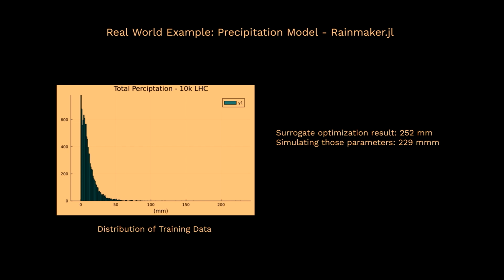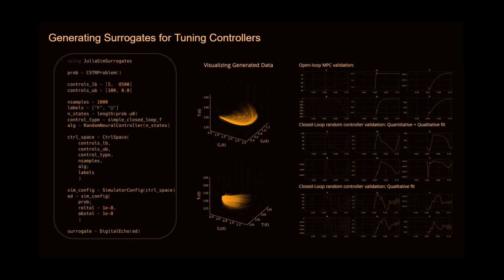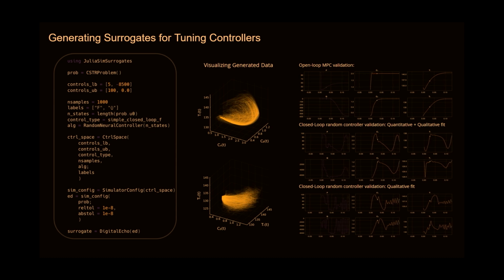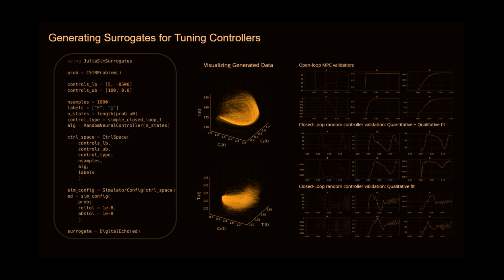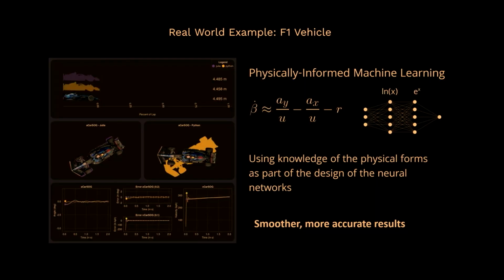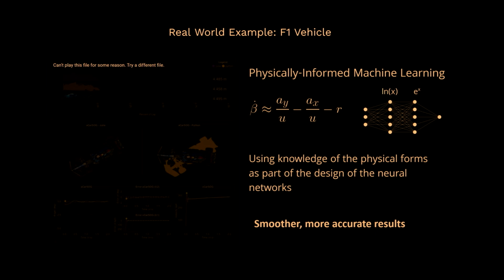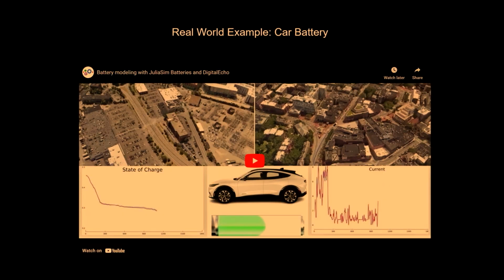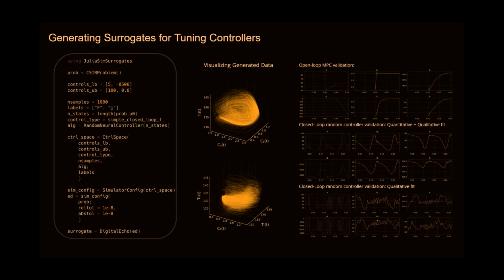But I think I'm running out of time, unfortunately. I had a whole bunch of examples here that showed real-world examples that we do at JuliaHub of different kinds of surrogates that are very complicated, very difficult to do. I don't have much time, so here's some eye candy of an F1 car and an actual battery model and things like that. But I think I'm going to end here.